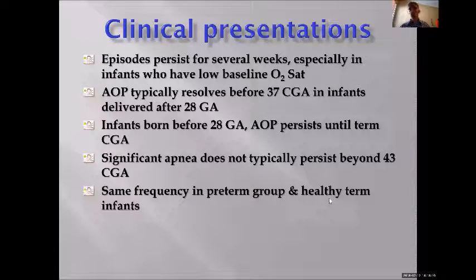So if you have a 24-weeker, and now he is corrected 43 weeks, the incidence of having apnea at that corrected age is exactly the same as a patient now 43 weeks, but who was born at term.